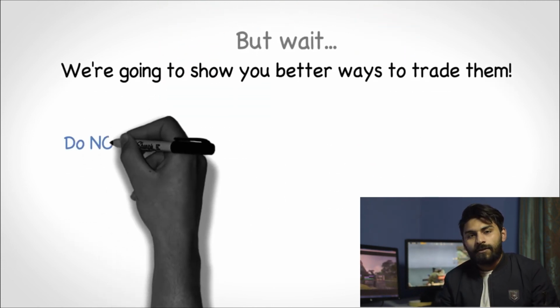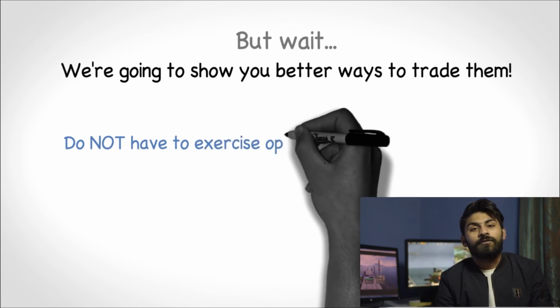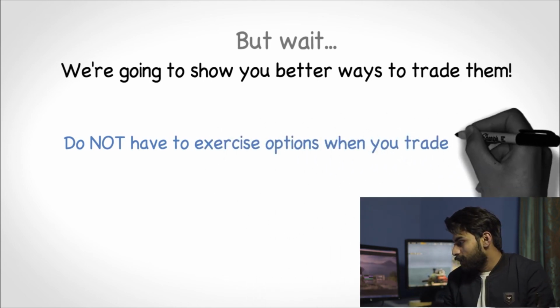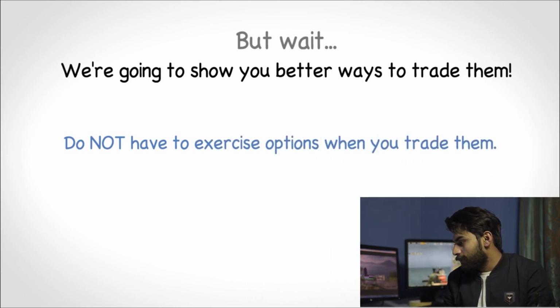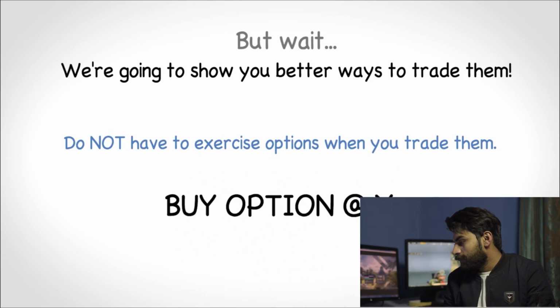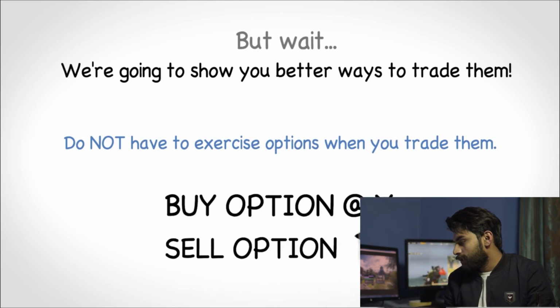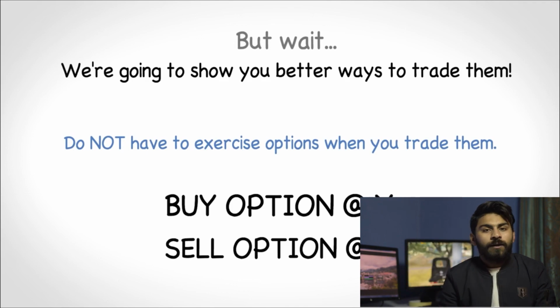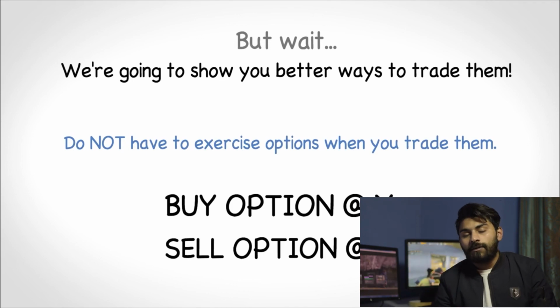One last note before moving on, you don't actually have to exercise your option contracts when you trade them like we showed you in the examples. You can simply buy an option and then sell the option, hopefully at a higher price than you bought it for. And we're going to cover that more in the next 2 chapters.